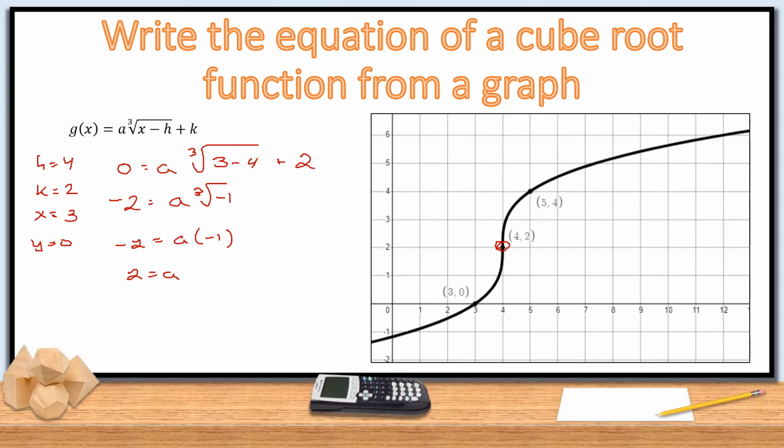And we knew we were expecting a positive a value because this does have that classic S shape. So there was no reflection going on here. I wasn't expecting to get a negative a value. So g of x is equal to 2 times the cube root of x minus 4, and then plus 2.